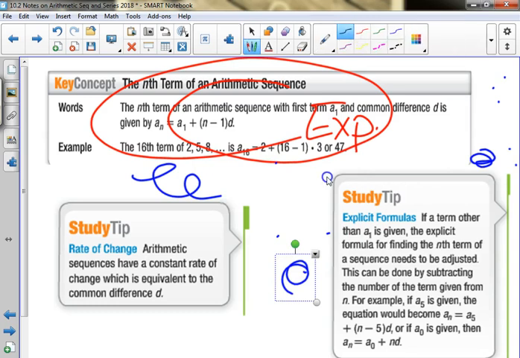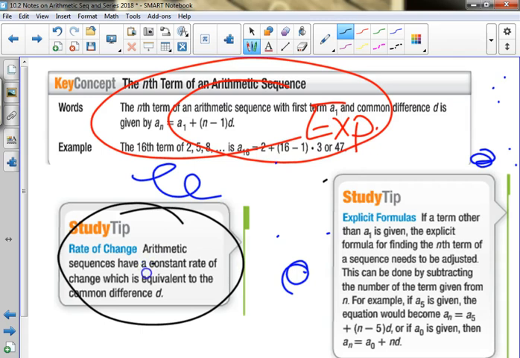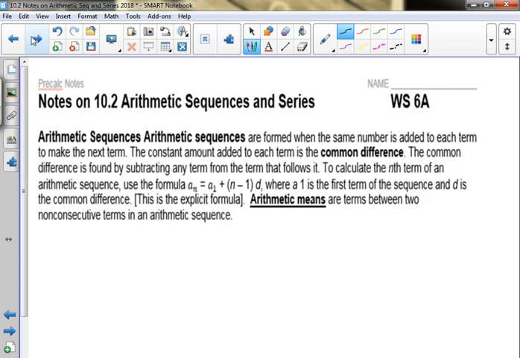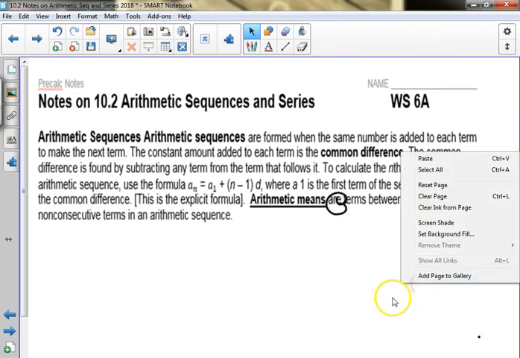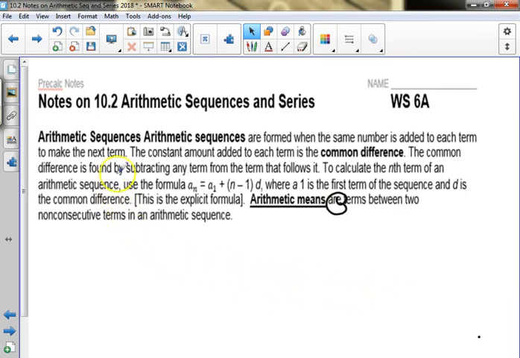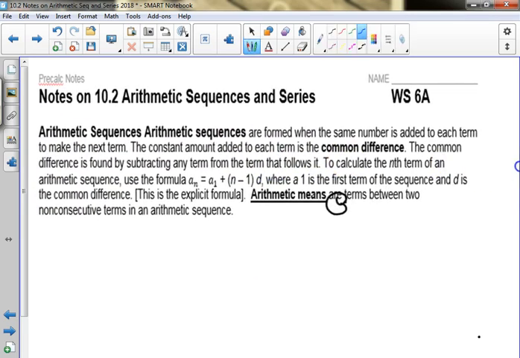It does say arithmetic sequences have a constant rate of change. We talked about that. They would graph as a line. Explicit formula is the form we had up there, okay? It says if terms other than a sub 1 is given, the explicit formula for the nth term needs to be adjusted. Yeah, we're only going to use what we have. Still trying to figure out what's happening with my cursor here.